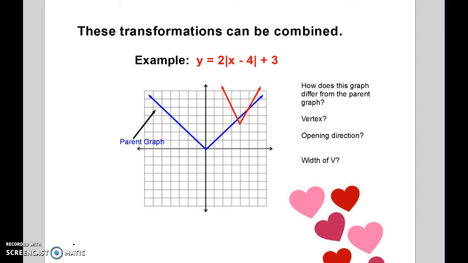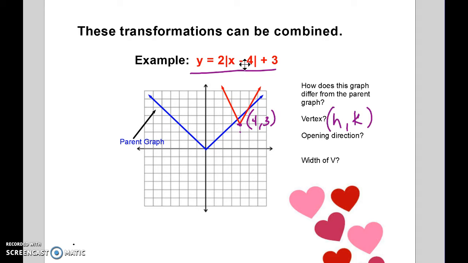Alright, so these transformations can all be combined. Here is my a that was the number on the outside, which made it more narrow or more wide. And if it was a negative, it went down, positive, it went up. Here is my h, which shifted it horizontally. And here is my k, which shifted it vertically. So notice how this graph, the red one, is this equation that is here. And the vertex of this graph is 4, 3. Because the vertex is always h and k.